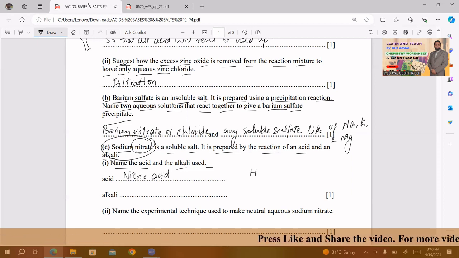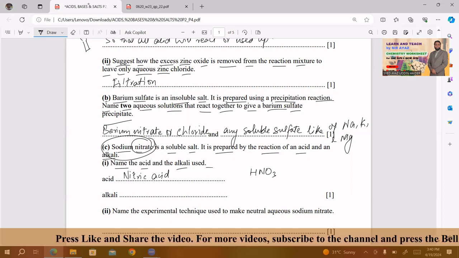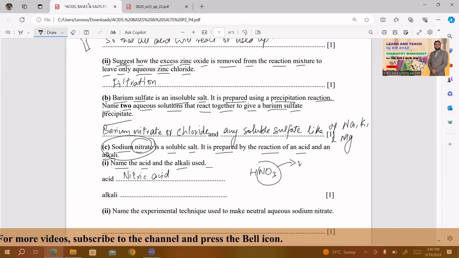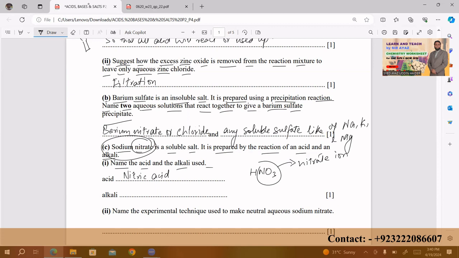Here's a formula for nitric acid. This one is the nitrate ion. And you must have an alkali of sodium. That will be sodium hydroxide. Alkalis are soluble bases.